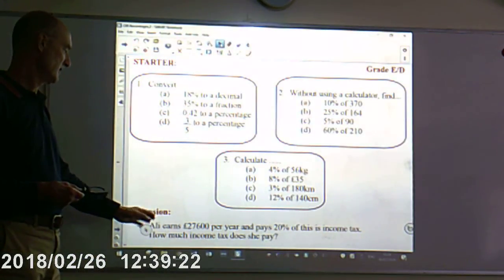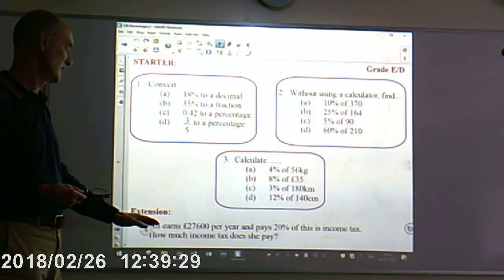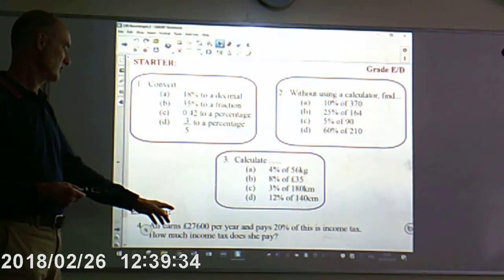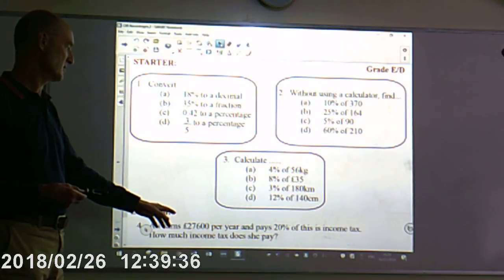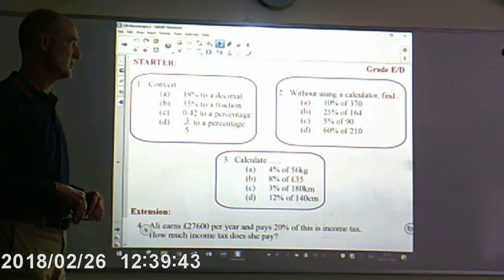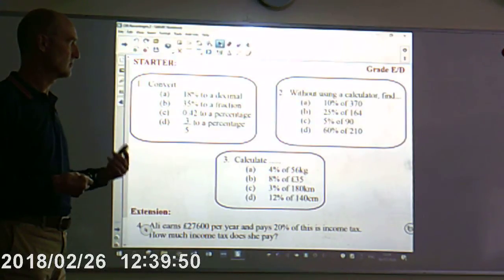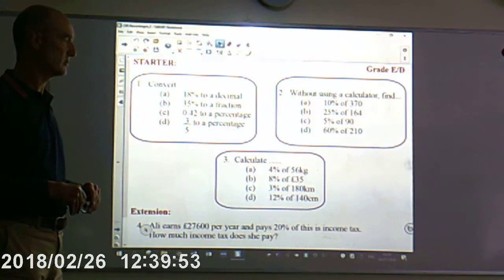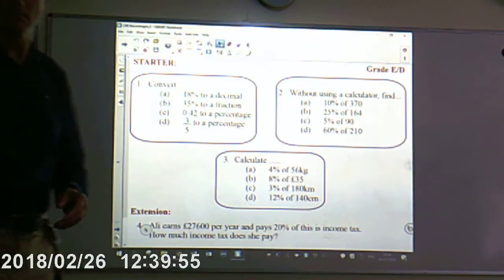And there's a little extension question down here. Ali earns £27,600 per year and pays 20% of this in income tax. How much income tax does she pay? So that's your starter activity, just to get you back in the swing of working with percentages, decimals and fractions. When we come back, I'll go through the solutions for you.